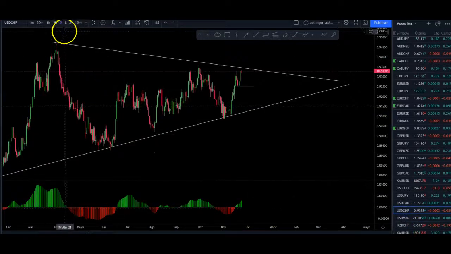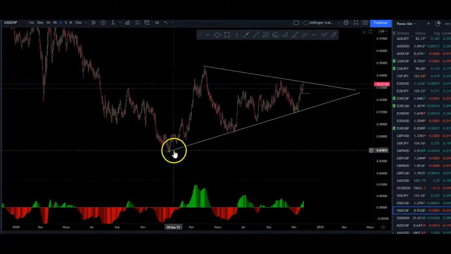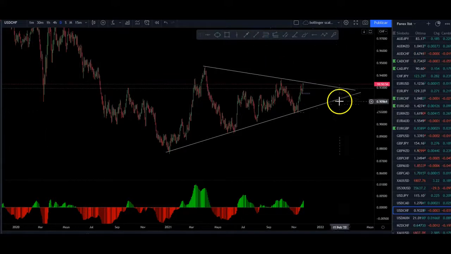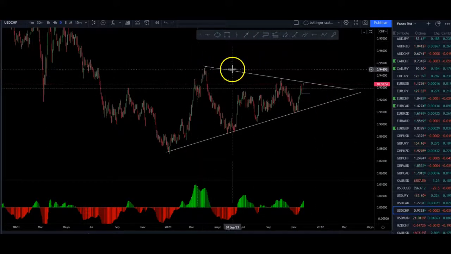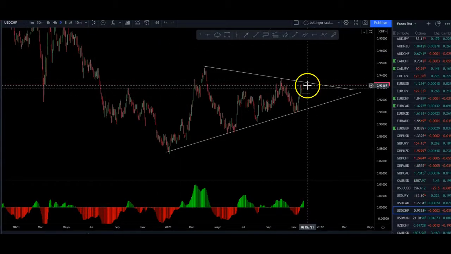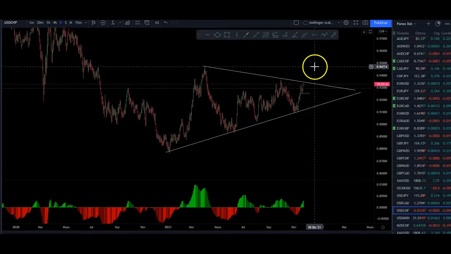USD/CHF in the daily, that's the pattern. In the daily, 1, 2, 3, 4 touches. It was like great trades right there. And now we have 3 touches. So we are going to wait to see if the market is going to react to that resistance, or if the market is going to keep going.